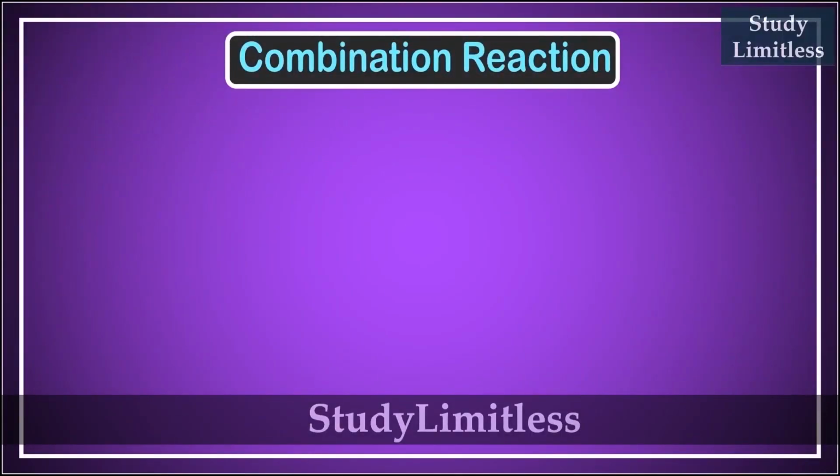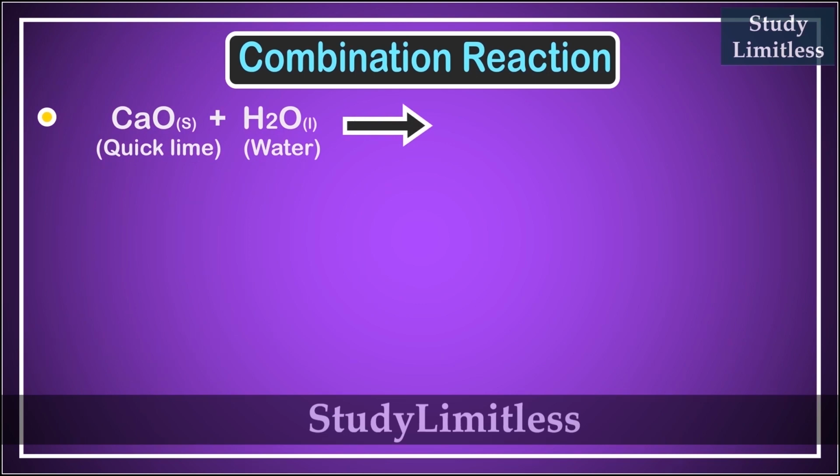Now let's talk about a few examples and let's see if you've understood this topic. Let's consider a reaction wherein we are reacting quicklime with water, and what we have as a product is slaked lime and heat. Quicklime is nothing but calcium oxide in the solid state, which is CaO, plus water, which is obviously in its liquid state, which gives us calcium hydroxide, which is also called slaked lime, and heat.